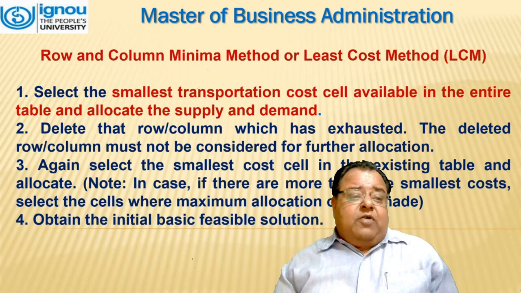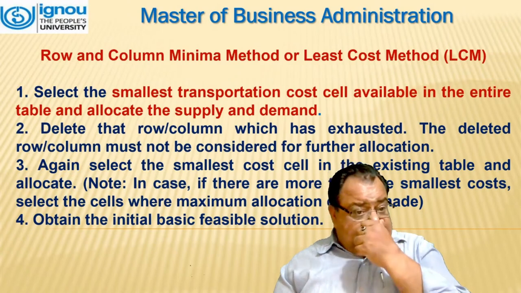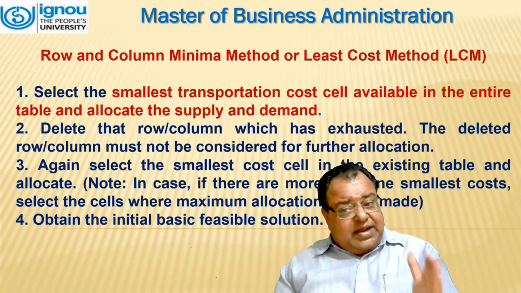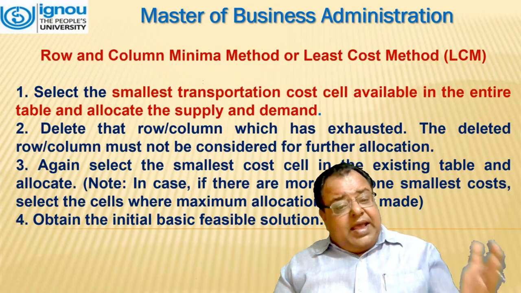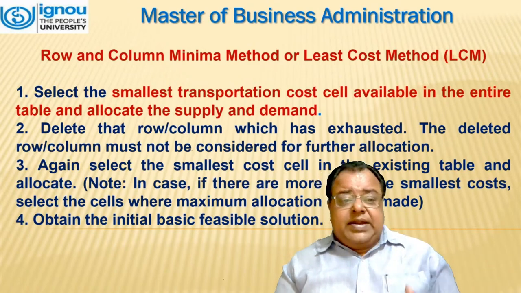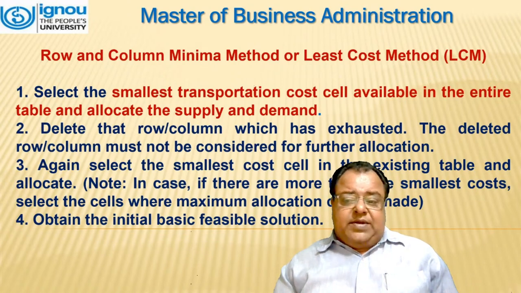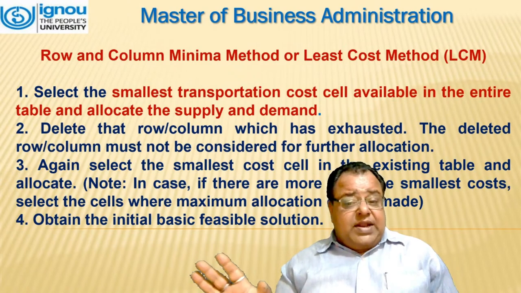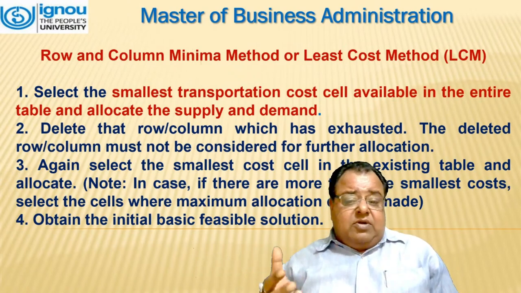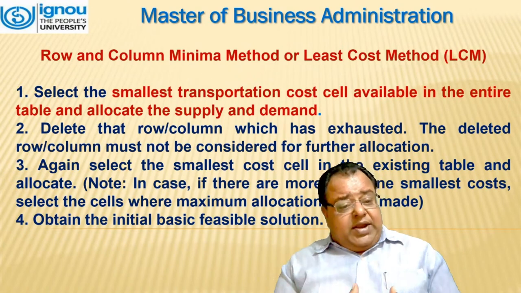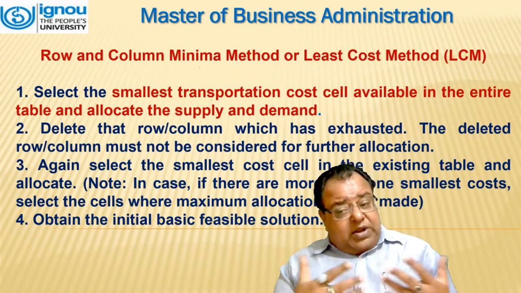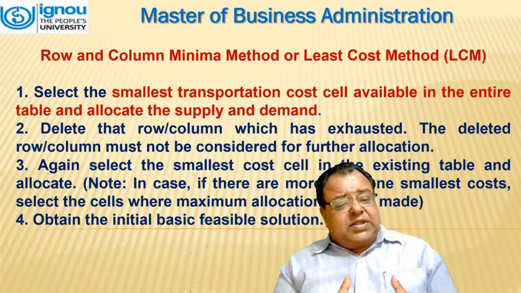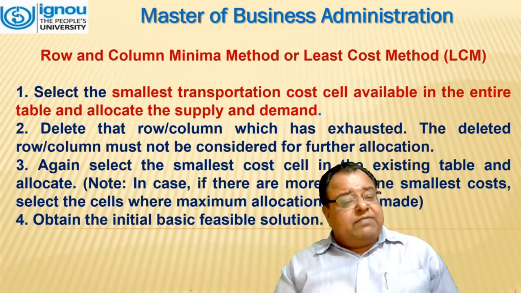The third method is the row and column minimum method or LCM method. Select the smallest transportation cost cell available in the entire table and allocate the supply and demand. Delete that row and column which has been exhausted. The deleted row and column must not be considered for further allocation. Again, select the smallest cost cell in the existing table and allocate. Note, in case there is more than one smallest cost, select the cell where maximum allocation can be made, and obtain the initial basic feasible solution.